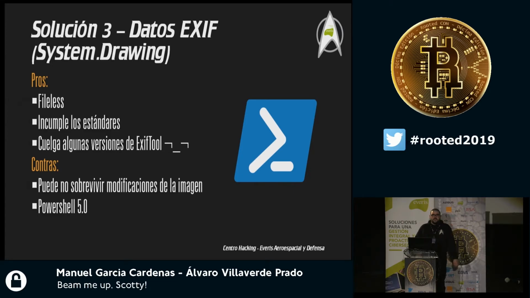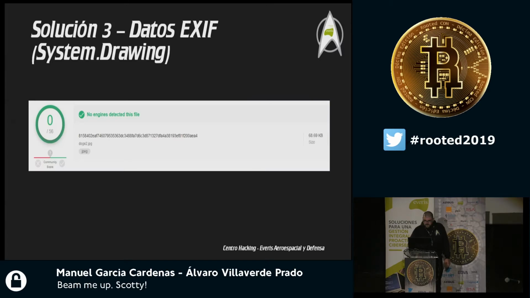Disadvantages. If we open it with an ordinary image editor, change it and save it again, the properties may not survive because the editor may not know how to preserve them. And for that, we need PowerShell 5.0. You may do it with PowerShell 2.0, but so far we've used PowerShell 5.0. And it is not detected by any AVs either.